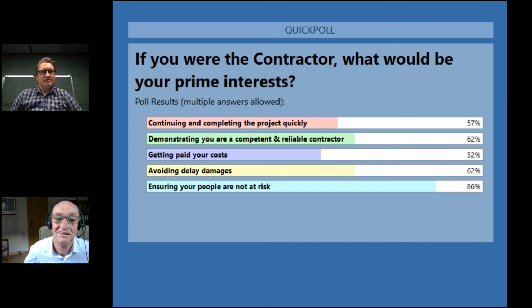Right. Excellent response. There's a clear winner. I think that the combination of demonstrating a competent and reliable contractor and ensuring that the people are not at risk are two inseparables, really. I think that the other three are things that we have to deal with. We have to find solutions for. There will need to be action plans, but they follow on in subsequent meetings.